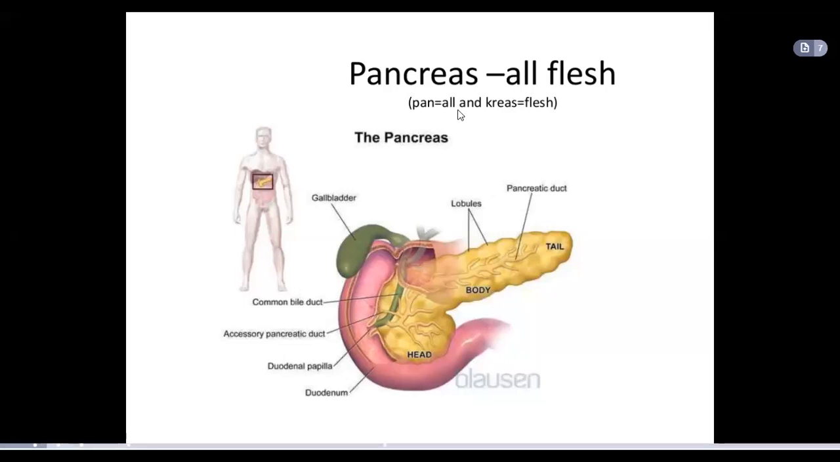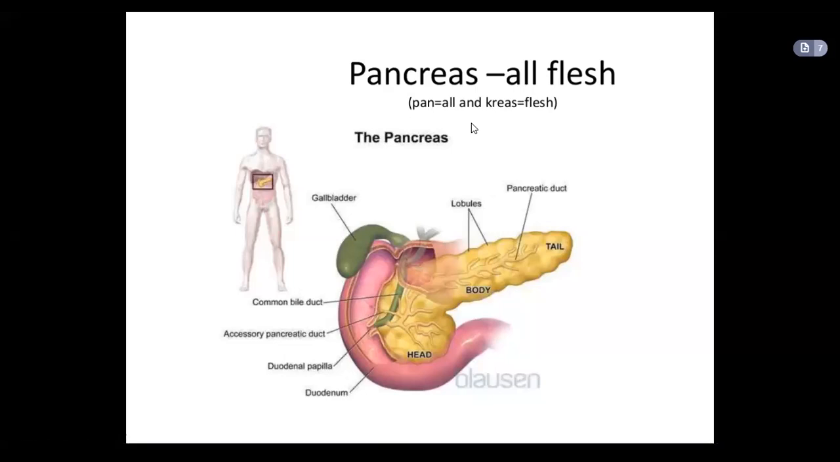Pancreas means all flesh. Pan means all, creas means flesh. So we shall discuss the anatomy of the pancreas today. The word pancreas is derived from Greek, which means all flesh.